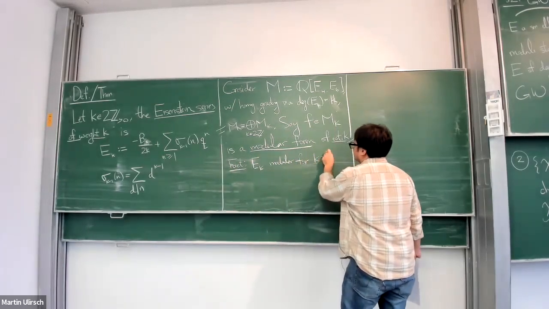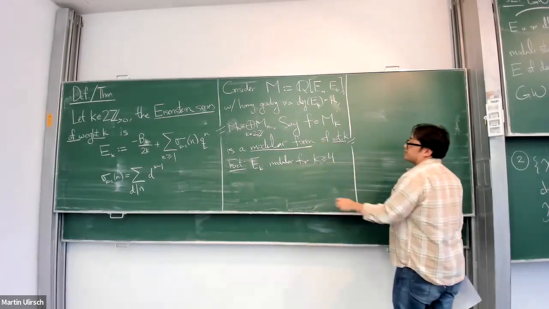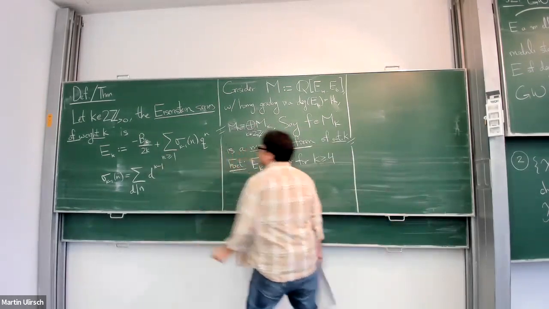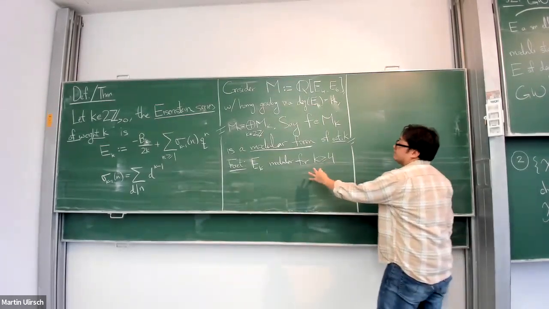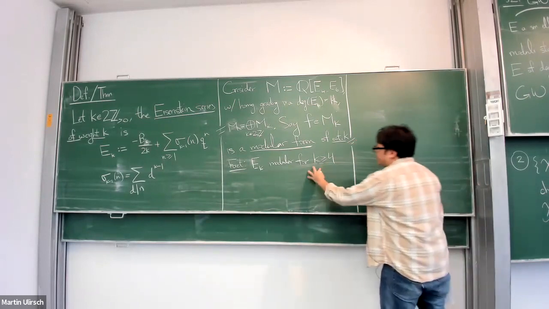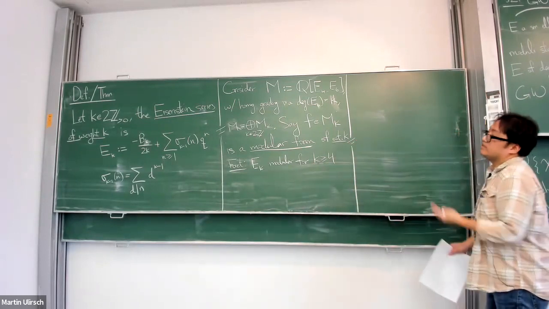K at least 4, which is a fancy way of saying that there's a ton of relations of these E sub k's for higher and higher k. So for example, if you look at E8, according to this fact, E8 is a modular form of weight 8.